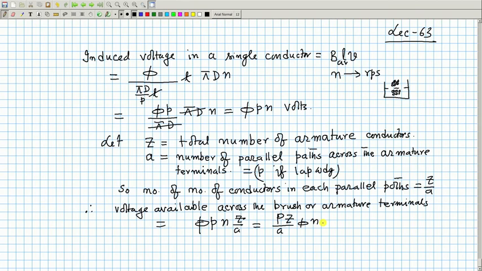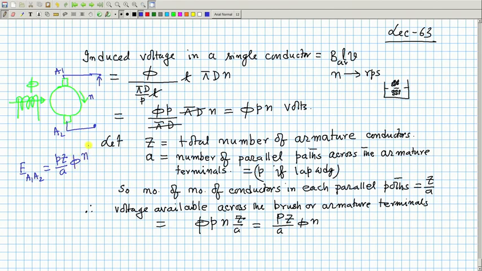Such a simple expression. So, what I mean to say is, if you have a DC machine like this, if you pass some field current and it produces a flux per pole phi, and you allow this to run with a speed n, then the voltage across A1 A2, E A1 A2, will be P Z by A into phi into n.